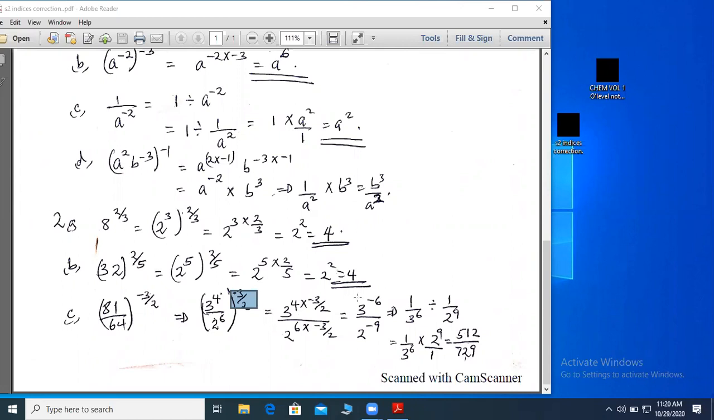negative 9. Then again, when I reach this stage, I remember that 3 to the power negative 6 is the same as 1 over 3 to the power 6, and 2 to the power negative 9 is the same as 1 over 2 to the power 9. So finally, I have 1 over 3 to the power 6 times 2 to the power 9. And this ends up being my answer.